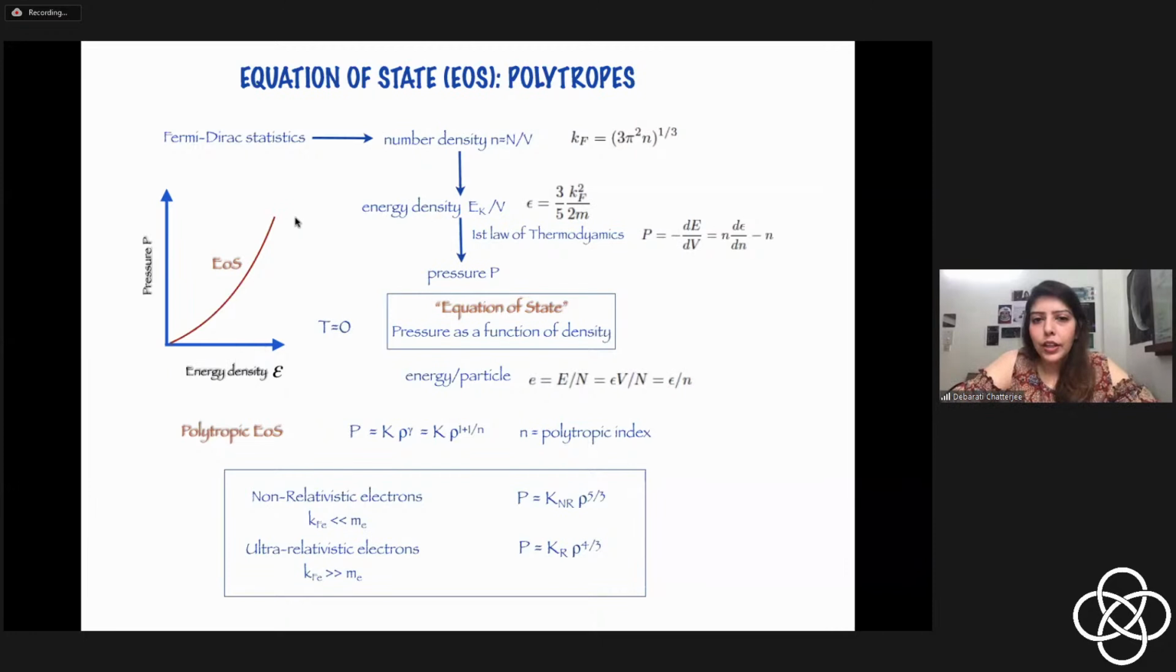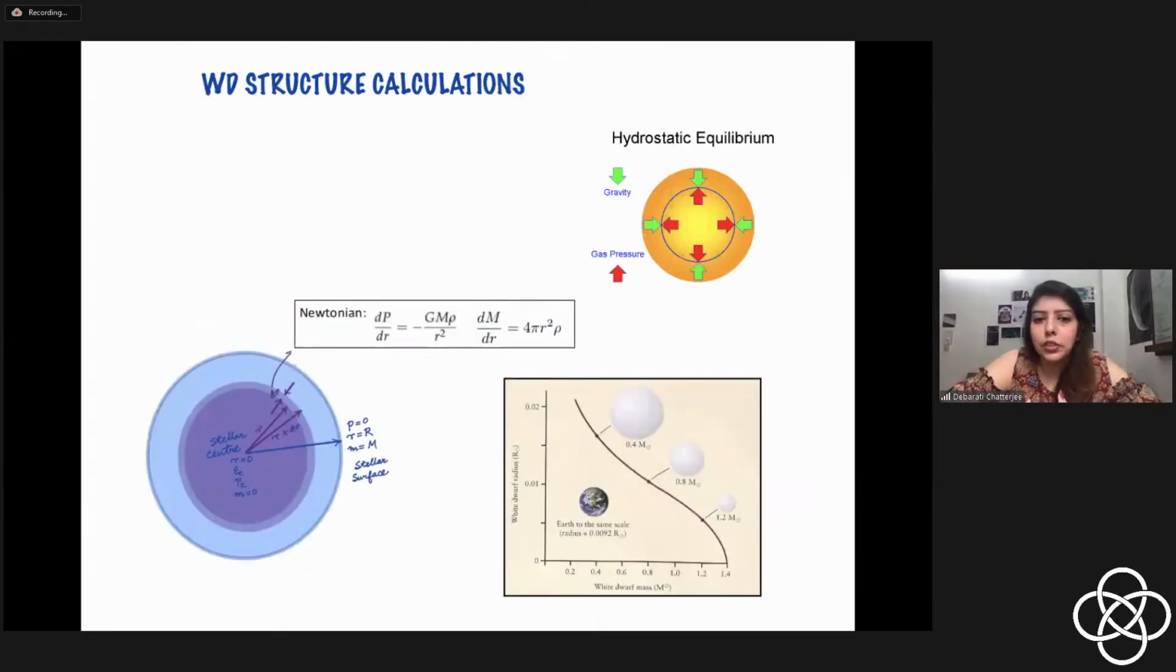So now let's see how well this describes the systems we are talking about. White dwarfs were simple. White dwarfs were just composed of electrons. So in that case, if we want to calculate the structure, you know that the stable structure for white dwarfs is given by the balance of gravity and pressure. So this is how we can write down the equations of hydrostatic equilibrium in the case of a white dwarf.